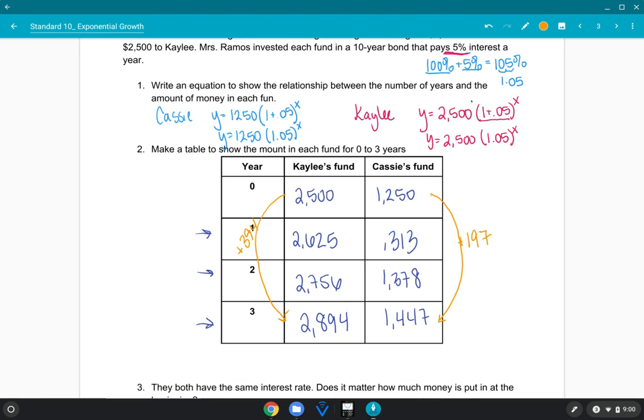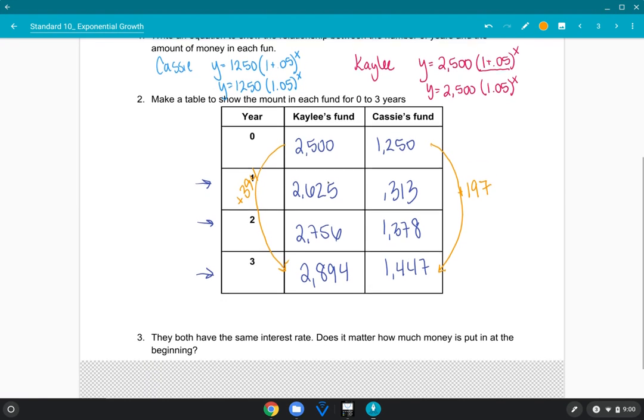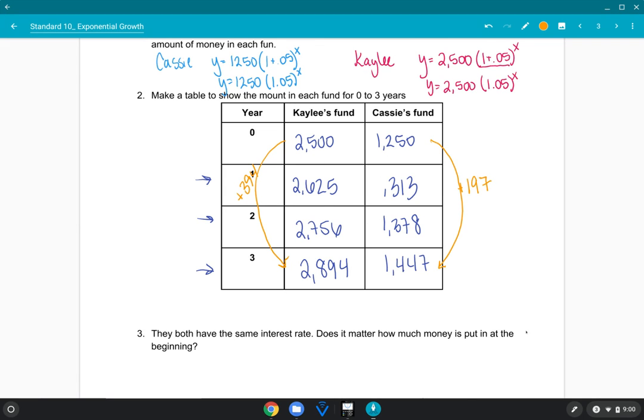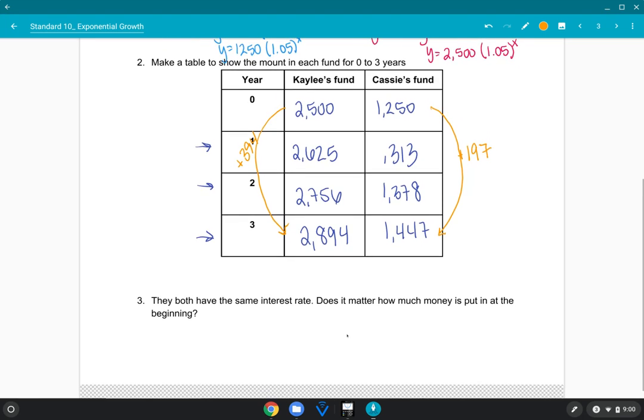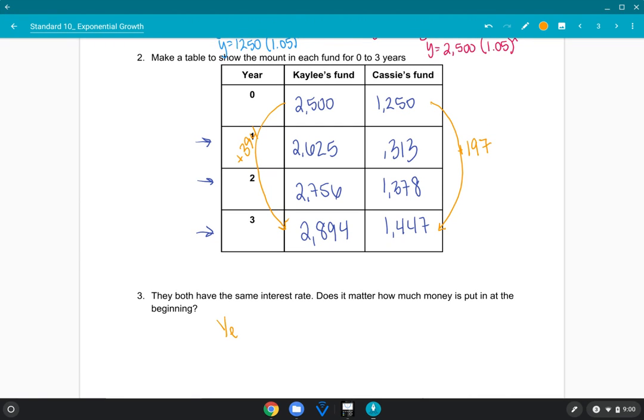Wait, does that make sense though? They both increased by the same amount exponentially. What does this tell you about the amount of money you put in when you're gaining interest? You want to put in the most you can because your interest is based on that amount of money. So the more you put in, the more it'll gain every time. Does that make sense? So they both have the same interest rate. Doesn't matter how much money is put in at the beginning. Yes. To make more, invest more.